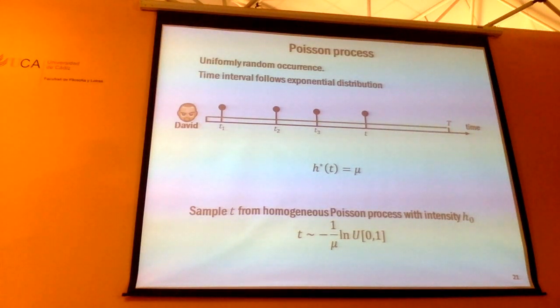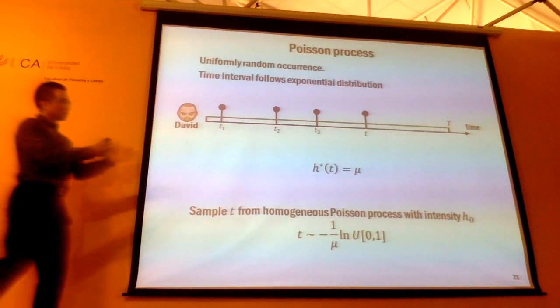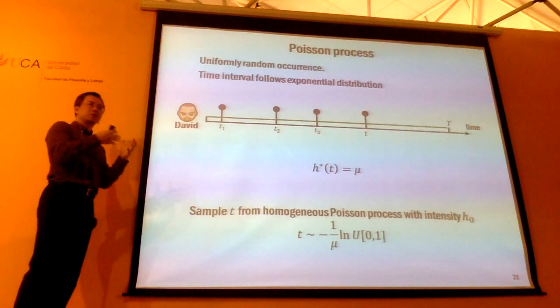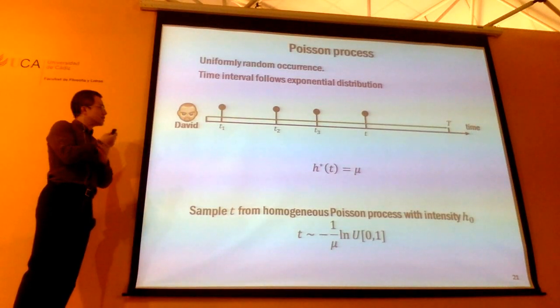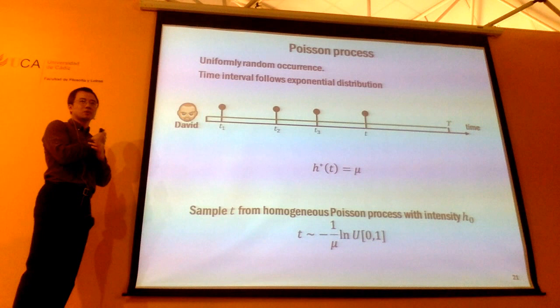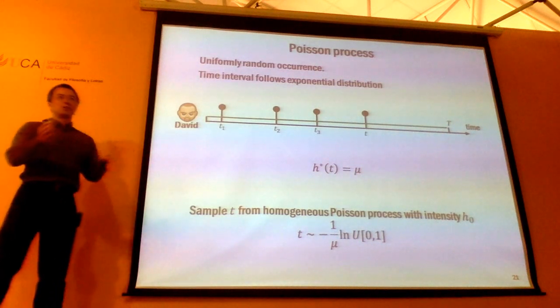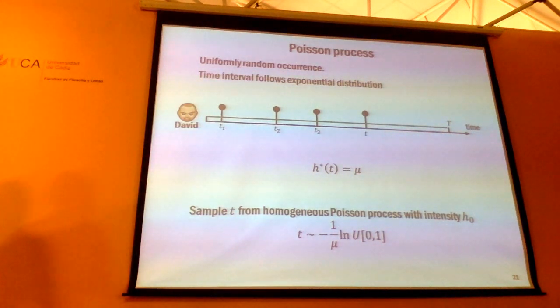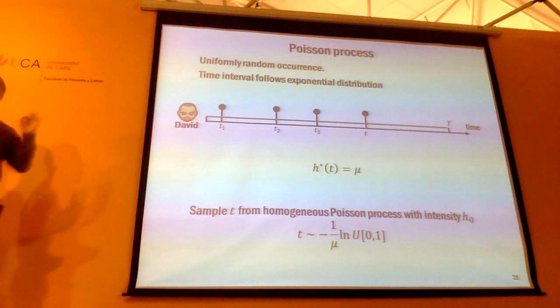But this simple generative process is used later for generating more complicated data from other processes. Okay. So this is clear, but very easy, right? In MATLAB, you just generate a uniform sample, and then you do this transformation. And then take a log, and then divide it by the intensity function.